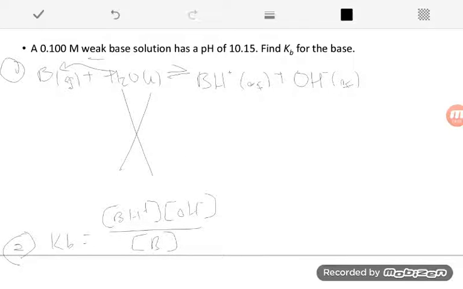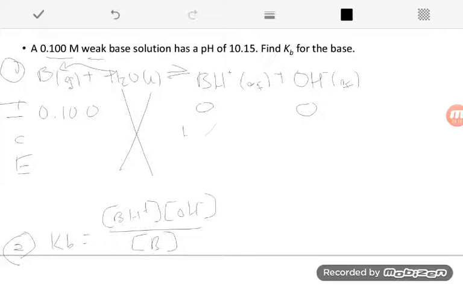So we can't solve this right away. Obviously, we don't have any equilibrium concentrations. So now what we'll go ahead and do is generate our ice table. So we started with 0.1 molar of B and no products.